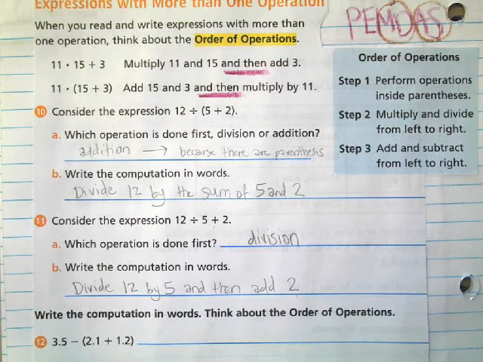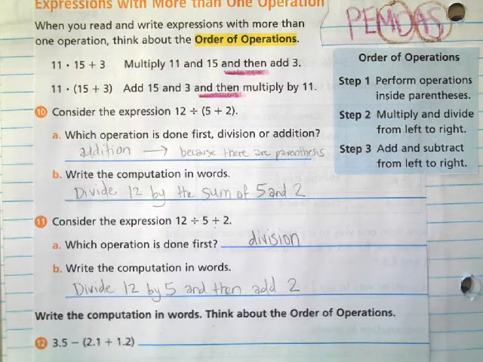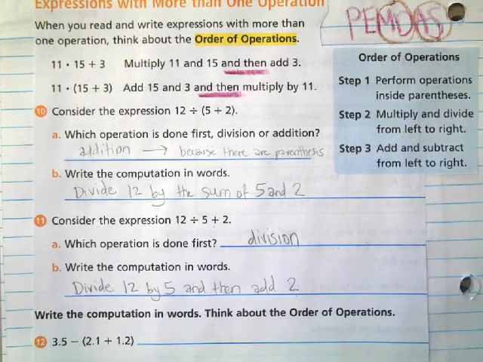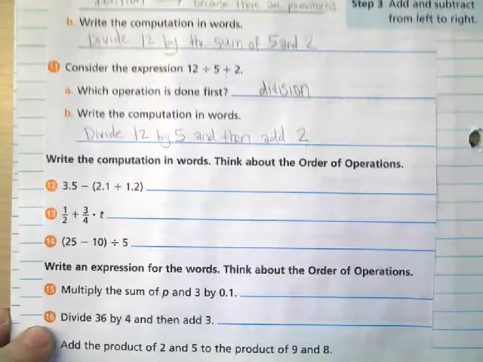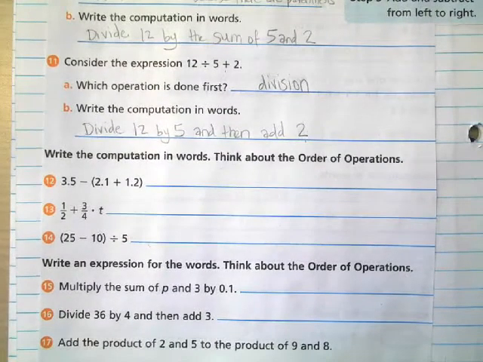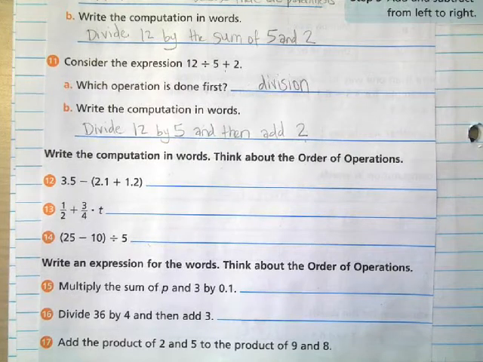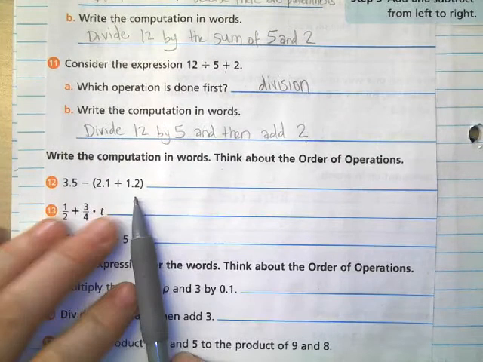Okay, number 12. See, they're getting harder because why? We have more than one operation. It's supposed to be getting harder. So nice job hanging in there. Let's try number 12. It says, write the computation in words. Think about the order of operations. Remember, order of operations means PEMDAS. It's the 3 steps above in the blue box, or what we wrote above.